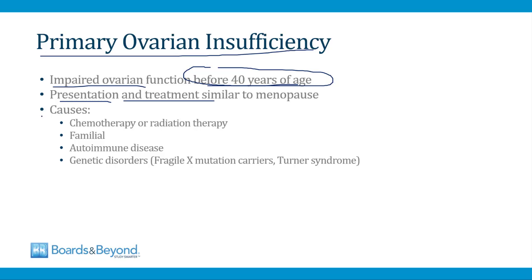And there are a number of potential underlying causes of primary ovarian insufficiency. Women who have received chemotherapy or radiation therapy can have ovarian failure at a very early age. There are familial cases, and women can have this condition when they have autoimmune disease. There are also a number of genetic disorders that lead to primary ovarian insufficiency. Women who are Fragile X mutation carriers commonly develop this problem, and it's a classic complication of Turner syndrome.